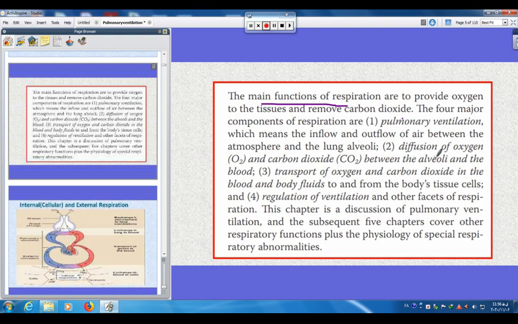Second is the diffusion of oxygen and carbon dioxide between the alveoli and the blood. Third is the transport of oxygen and carbon dioxide in the blood and body fluids to and from the body's tissue cells. And the fourth is regulation of ventilation and other facets of respiration. This chapter discusses pulmonary ventilation, and the subsequent five chapters cover other respiratory functions plus the physiology of special respiratory abnormalities.